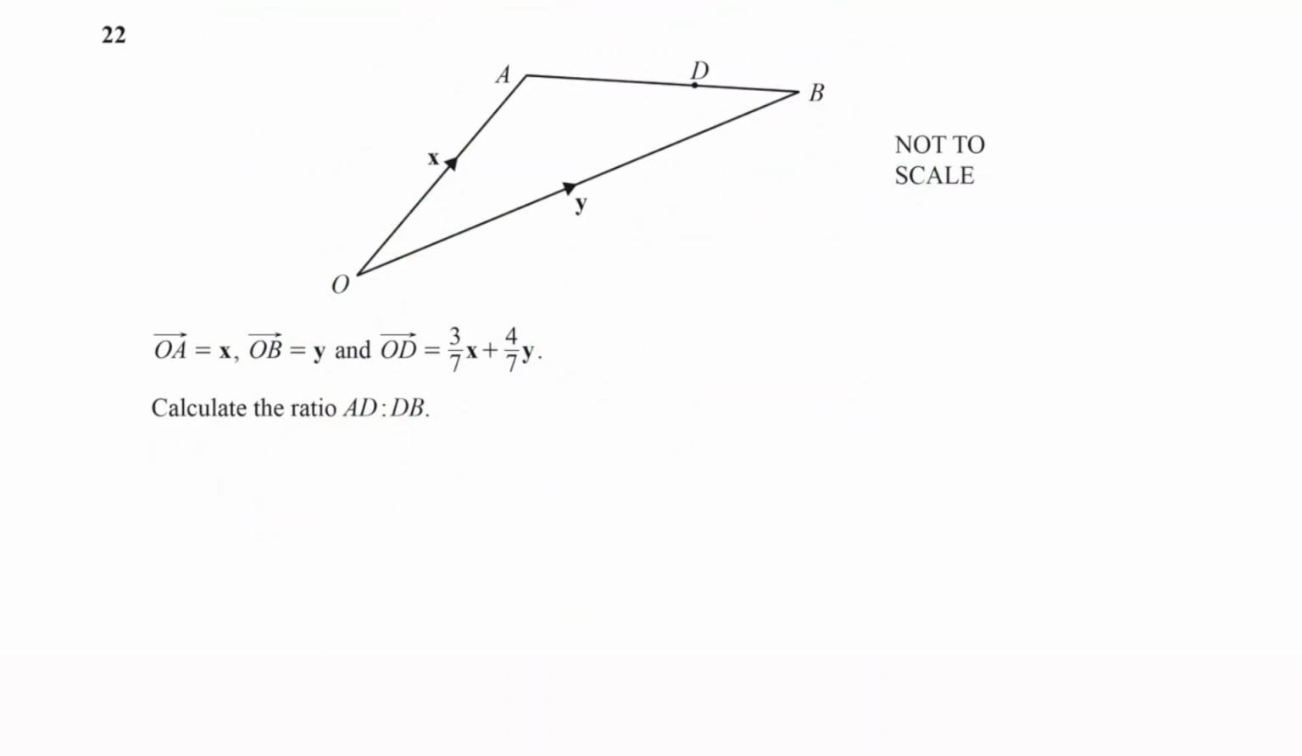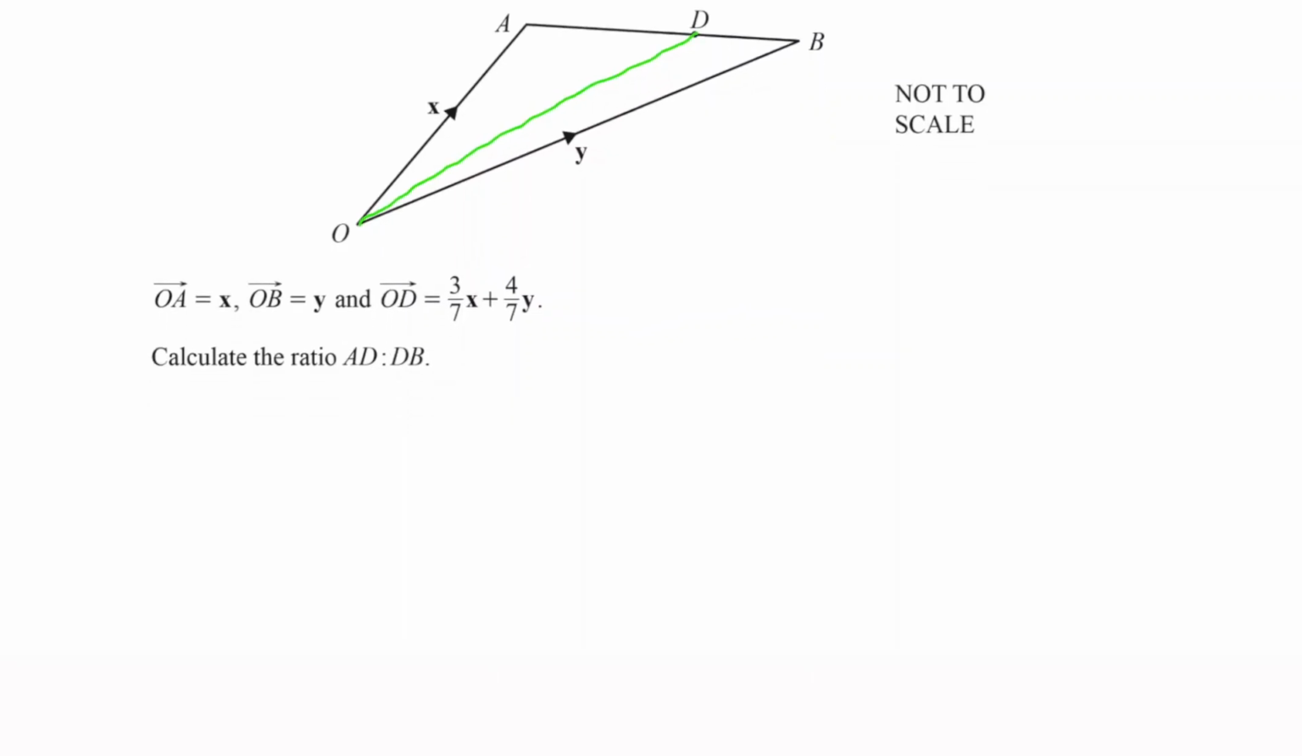Question number 22. We have to find the ratio of AD and DB, and OA is x and OB is y, and OD is also given. This is OD. OD is 3 by 7 x plus 4 by 7 y. So let's find AD, because we have to find the ratio.